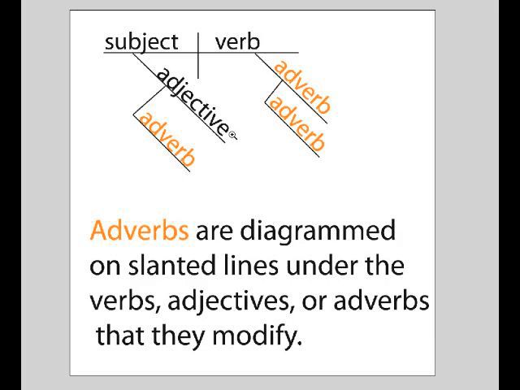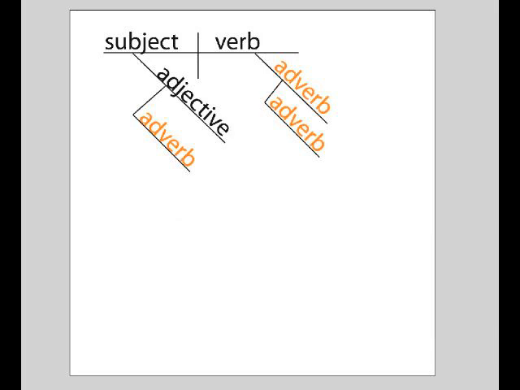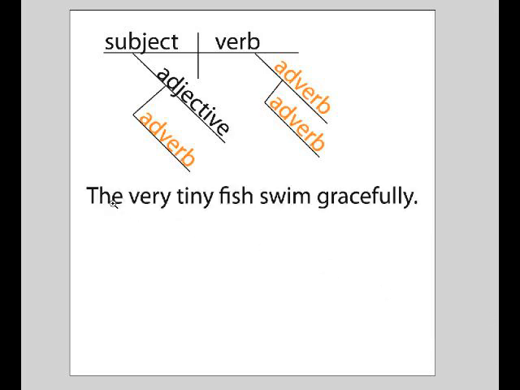this adjective. We would never have an adverb coming straight off of the subject here because adverbs don't modify nouns and pronouns. Subjects are nouns and pronouns. That's the job of an adjective. You ready to start with an example sentence? Good. The very tiny fish swim gracefully.